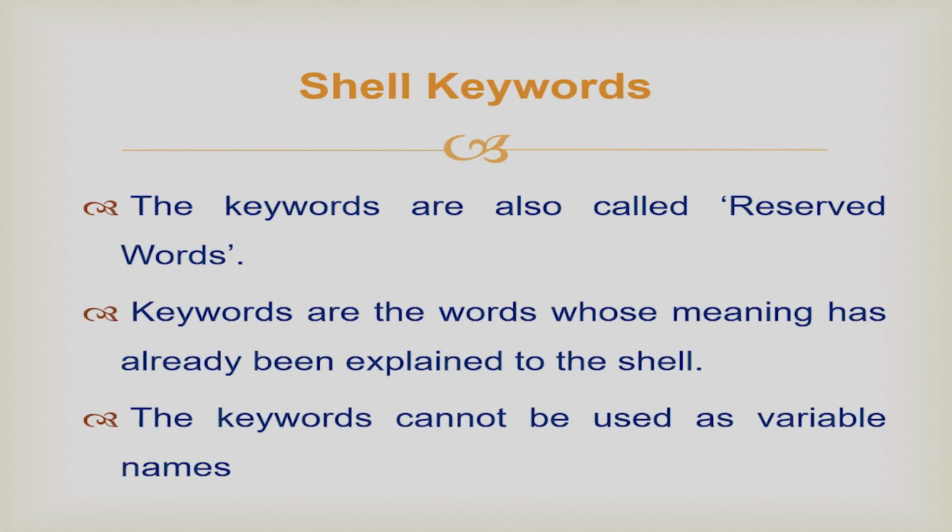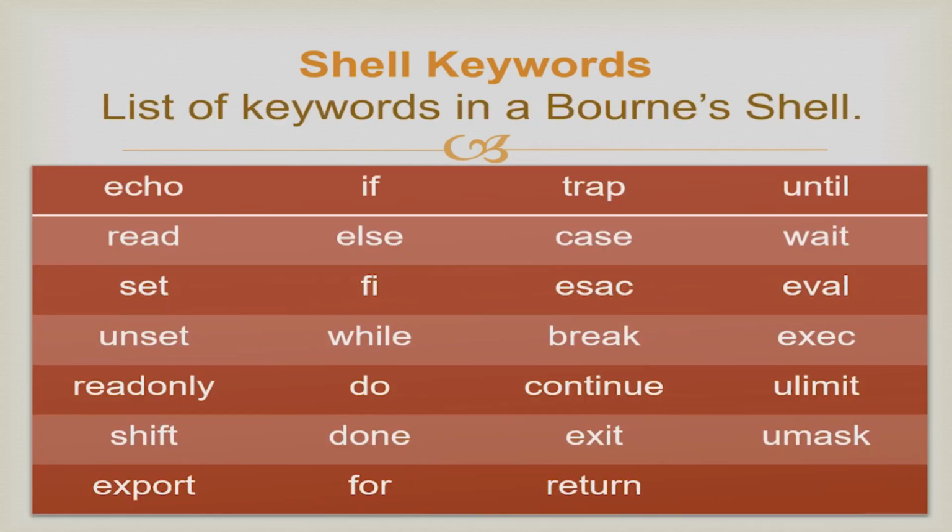Next, coming to the keywords. Keywords are also called as reserved words. Keywords are the words whose meaning has already been explained to the shell. The keywords cannot be used as variable names. The list of keywords in a Bourne shell is shown on the screen.